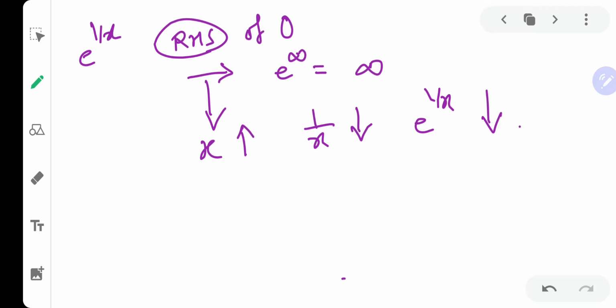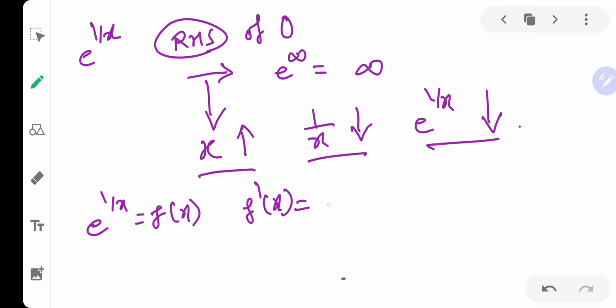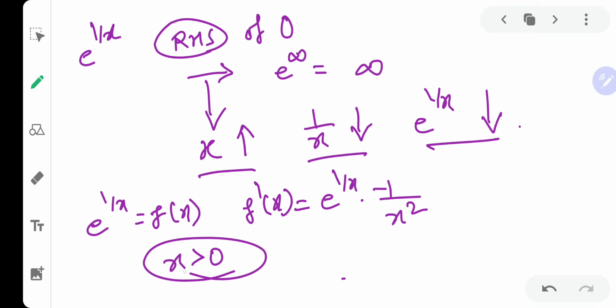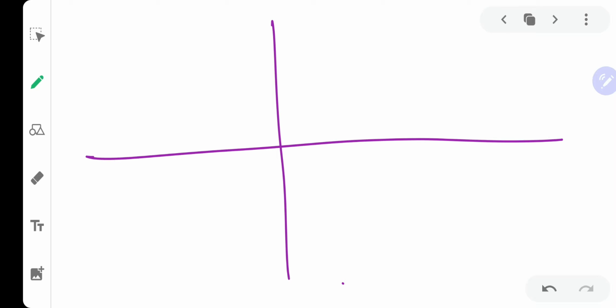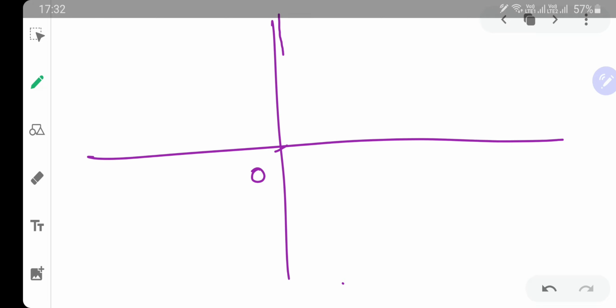Okay, if you did not get this, you can use the derivative approach. Say e raised to 1 by x is your f(x), and calculate f dash x. It will be e raised to 1 by x times minus 1 by x square. And I am talking about x greater than 0, it means the right hand side. To the right hand side, e raised to 1 by x is always positive, and x square is always positive. So basically f dash x is less than 0, it means the function is decreasing to the right hand side of 0. So if you are planning to draw the graph, it would look something like this. This is your 0. The graph is something like this.